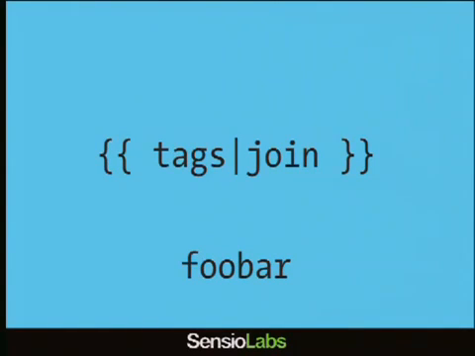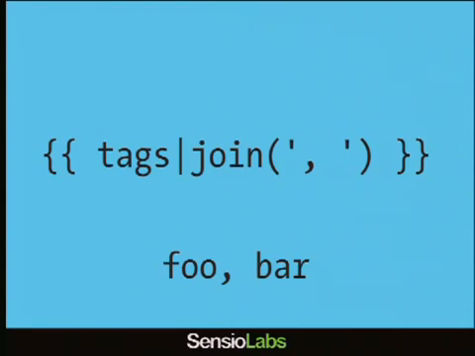And sometimes the filters can take arguments. The way you can pass arguments to a filter is by using parentheses, and then you pass as many arguments as you need to. So here I say, okay, I want to join all the tags, and I want the tags to be separated by a comma and a space. Right? Pretty easy to understand.